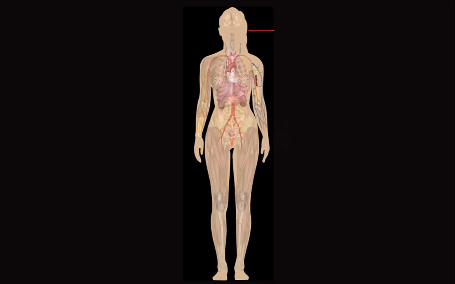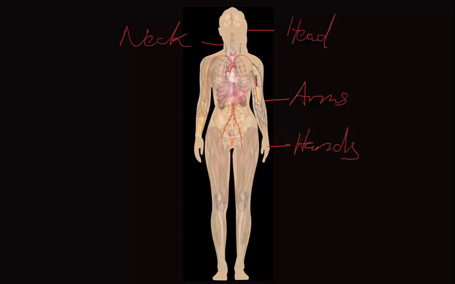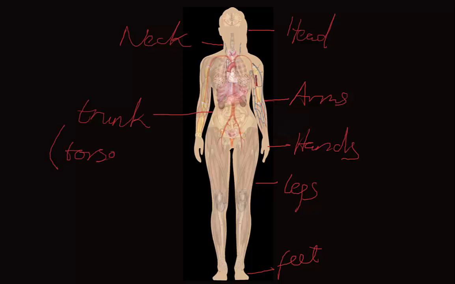The human body has some basic features, and these features include a head, a neck, a pair of arms, a pair of hands, a pair of legs, a pair of feet, a trunk, sometimes referred to as a torso, and this is made up of a thorax and the abdomen.